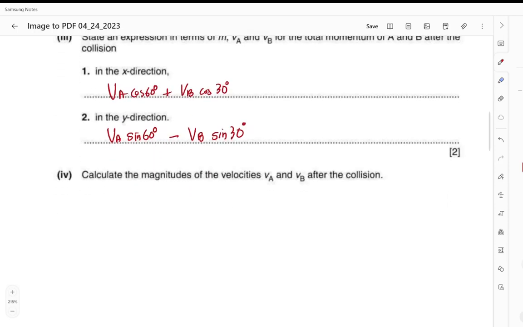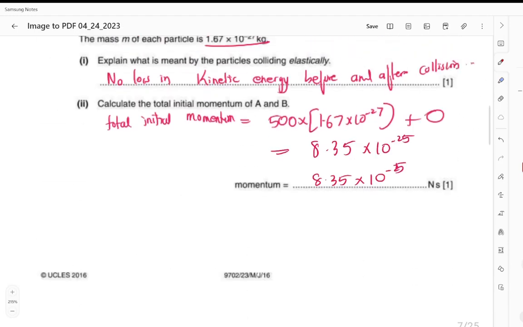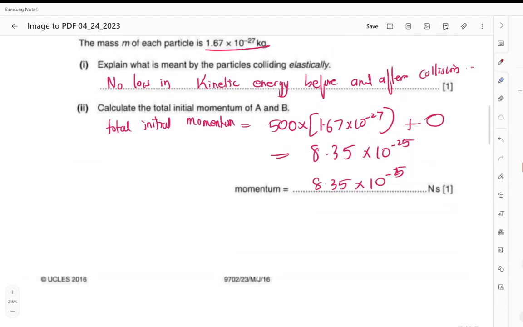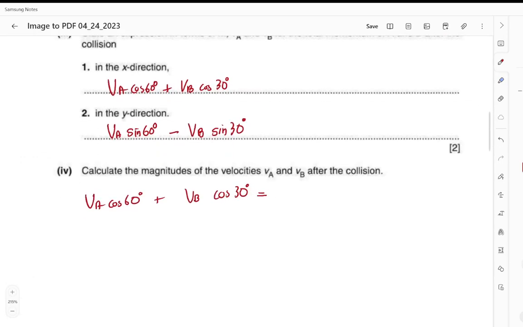Calculate the magnitudes of velocity VA, VB after the collision. So after the collision means we need to find it out. In the x direction, we need to form an equation over here. We need to find VA, VB. So VA cos 60 plus VB cos 30 should be equal to the initial momentum, which was given to us as 8.35 into 10 raised to power minus 5.